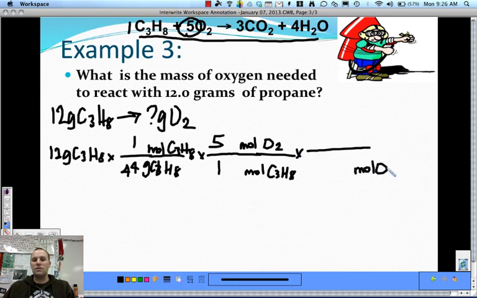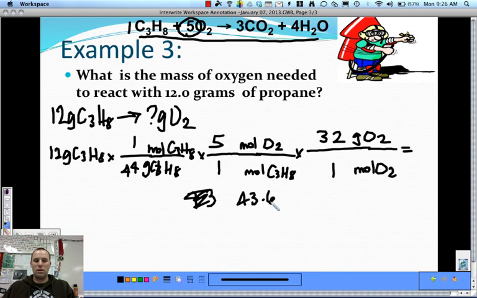I need to get to grams of oxygen, and we know how to go from moles to grams. You look at the periodic table. 1 mole of oxygen is equal to, remember it's diatomic, so that's 32 grams of oxygen. Don't make the mistake of just writing O. So now we can plug this into our calculator, and you should get 43.63 grams of oxygen. And don't forget to box your final answer.